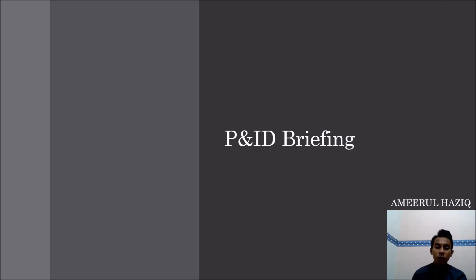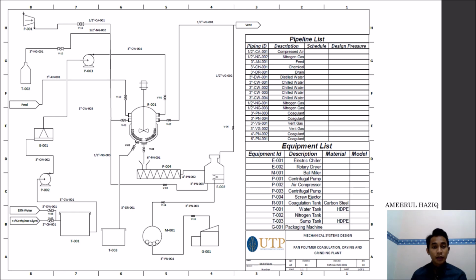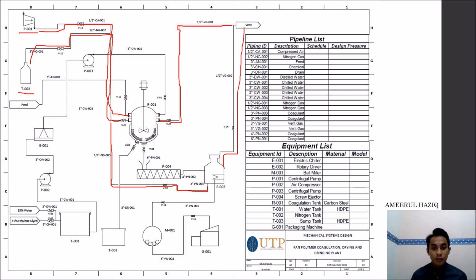Now I'm going to talk about our group PNID drawing. So this is our group PNID drawing. Compressed air will be pumped through pump P001 and nitrogen tank T002 will supply nitrogen gas. Both the compressed air and the nitrogen gas will enter the vessel R001 and also the rotary dryer E002 for dilution purging process to ensure an inert environment for both equipment. During the process, air will be vented out from both equipment through this line.